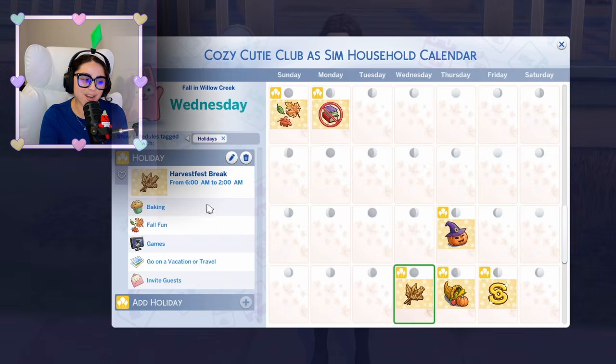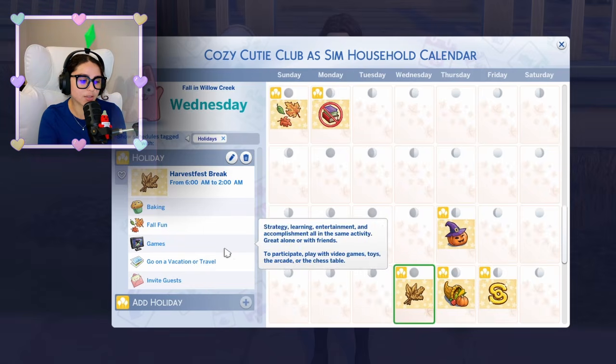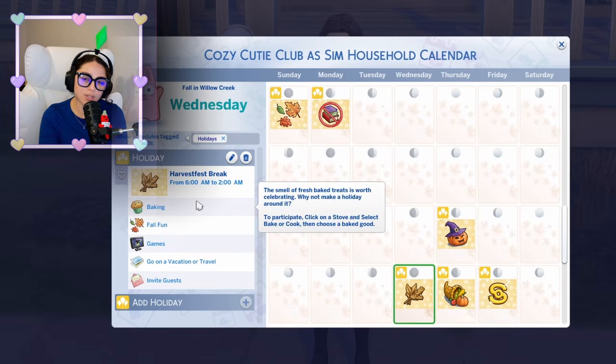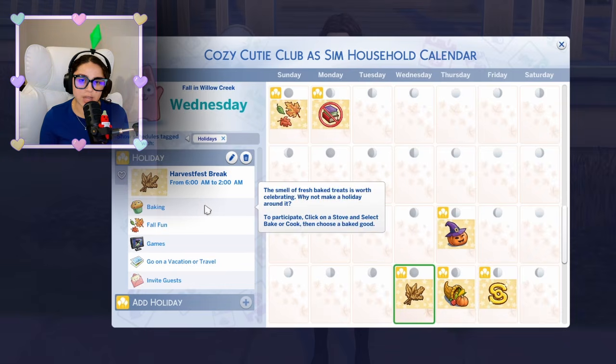The traditions are baking, fall fun, games, go on vacation or travel, and invite guests. A lot of these are obviously self-explanatory, but I wanted to include baking in here. I don't necessarily always like to include something related to a specific skill because not all my Sims are gonna like to bake, but even if you are not a hardcore baker, you might still attempt to bake something for Thanksgiving or whatever the case is. I also think it's just a nice way to remind yourself to try out one of the skills. It's just like real life, right? I don't need to be super into baking to decide to try and make cupcakes one day. I thought it made sense in that way.